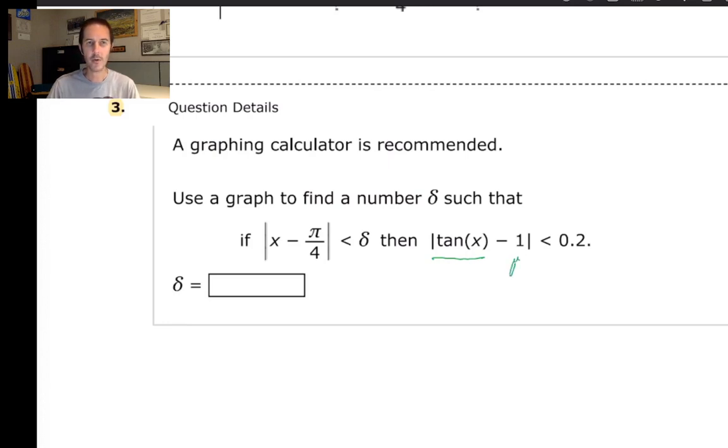Now tangent, remember, has a period of pi, and it has asymptotes at negative pi over 2 and positive pi over 2. And now we're going to slide it to the right 1 unit. I'm not really super excited about graphing that anymore. So a graphing utility might be nice.